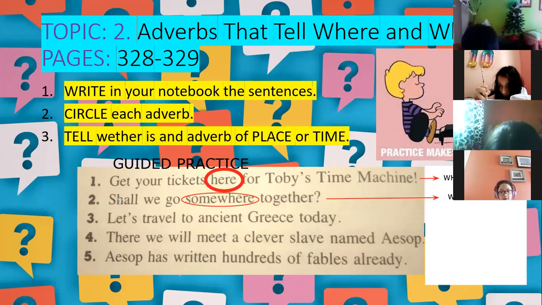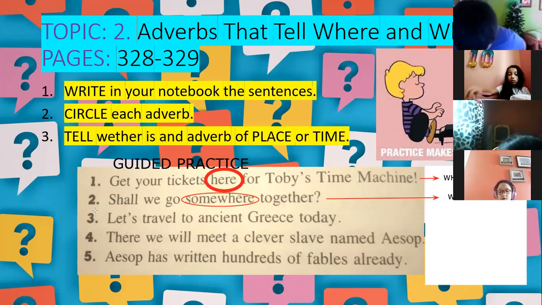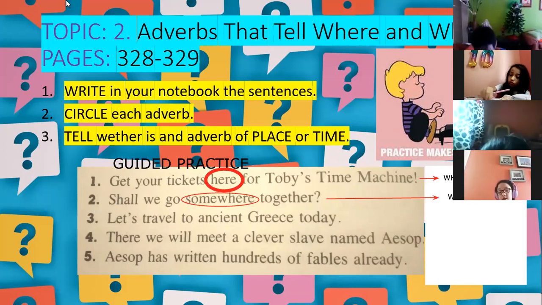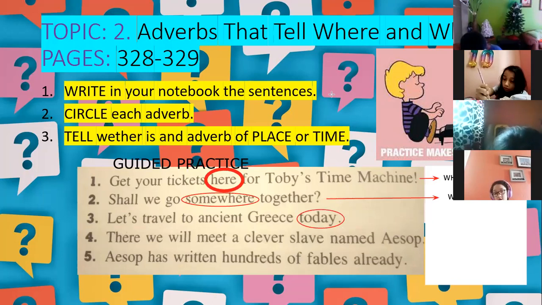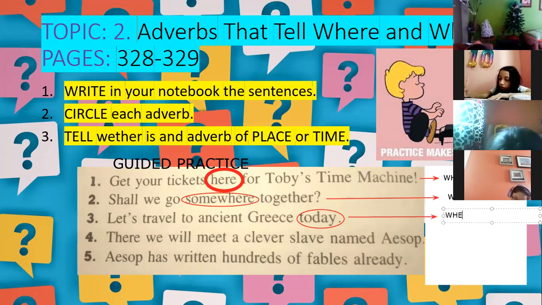Ancient. No. Another student? Remember that we are looking for a word that answers the questions where or when. No, it's not let's. What is it? Today. Exactly. Because today answers the question when. When are we going to go to the supermarket? And your mom says, oh, today. So that's an adverb of time, today. Ancient is an adjective because it's describing how Greece is. Greece is a noun, the name of a country. It's a place. This one answers when.